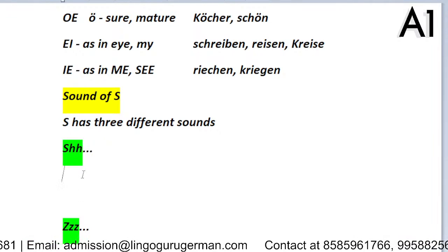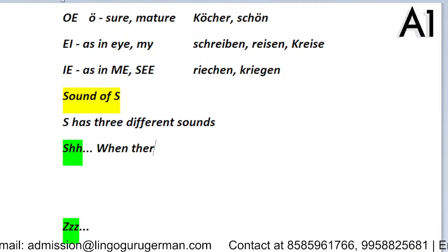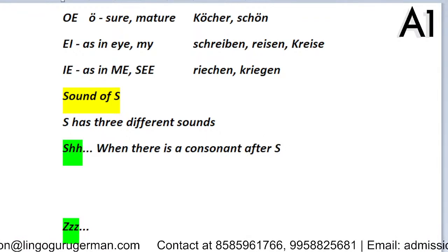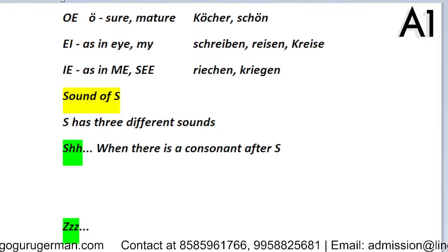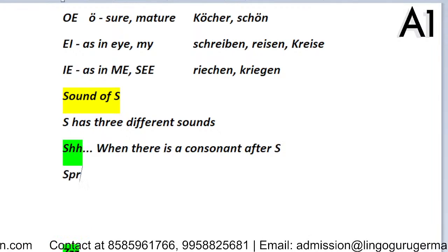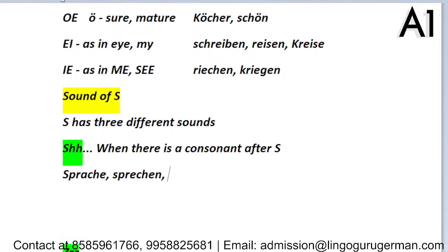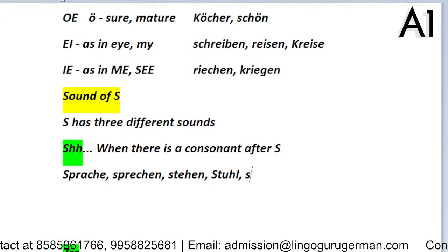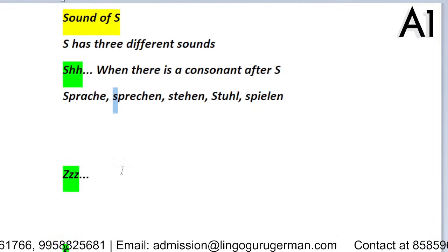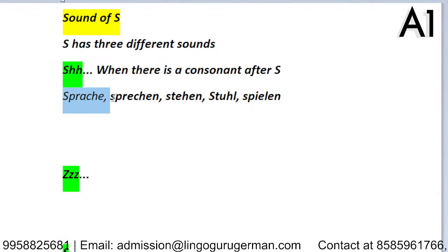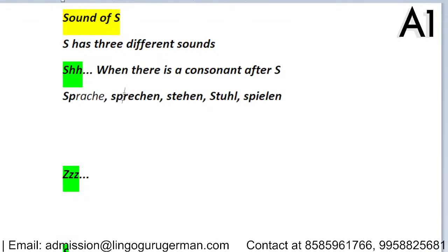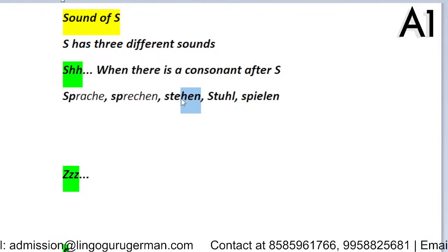So when does the sh sound happen? When there is a consonant after S. No exception. Whenever there is a consonant after S, it is going to create the sound of sh. For example, Sprache, sprechen, stehen, Stuhl, spielen. Always. So the rule is, when there is a consonant after S, it makes the sound of sh.